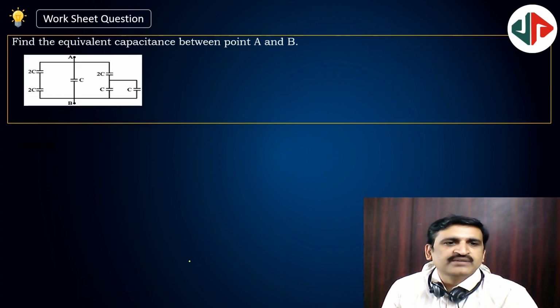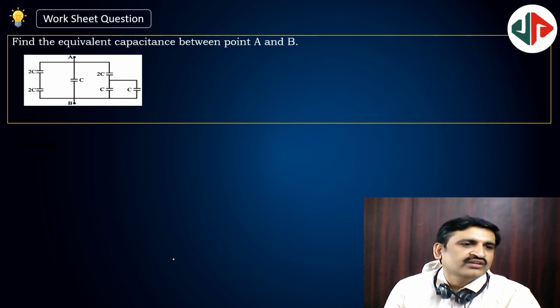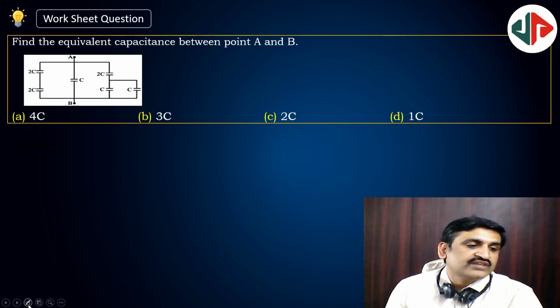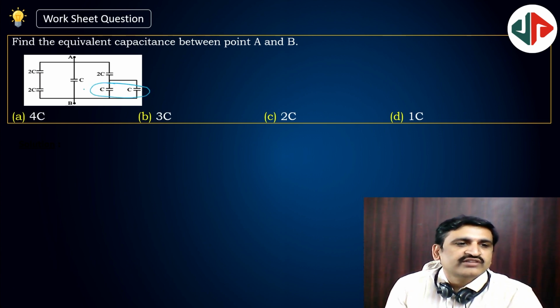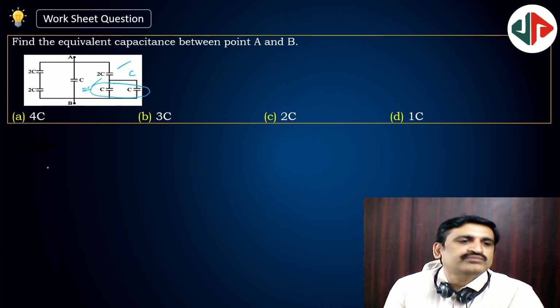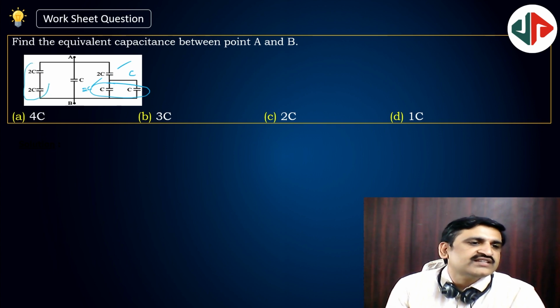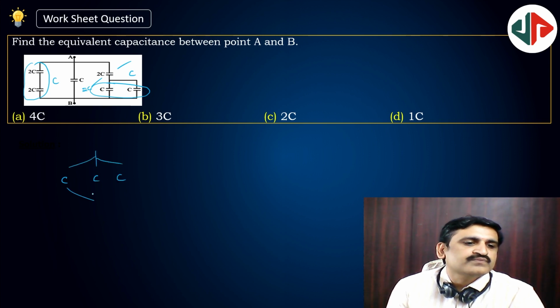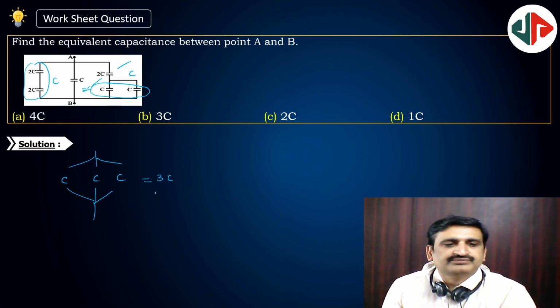Find the equivalent capacitance between A and B. Loops first. This is C and C in parallel, so it will be 2C. Now 2C in series, so the answer will be C. Now this C and this C are parallel. So the answer is 3C. Done.